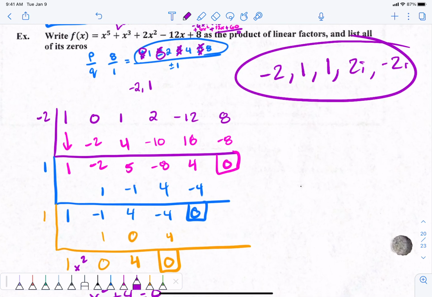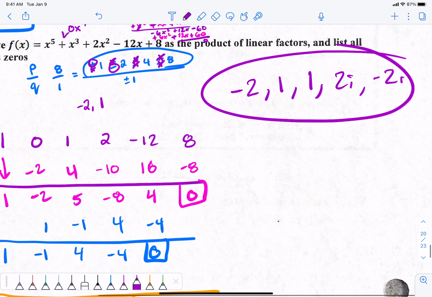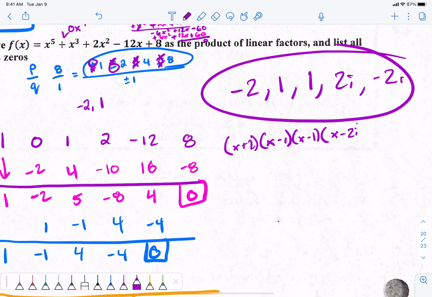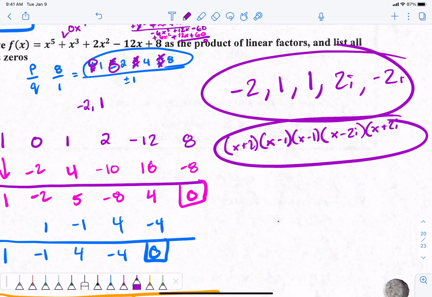And then they want it as a product of linear factors, so that would be x plus 2, x minus 1, x minus 1, x minus 2i, and x plus 2i. Those are my linear factors. It wants both of them listed out like that. So that's a thing. They could occur more than once. I'm so glad we located that. That's very exciting.